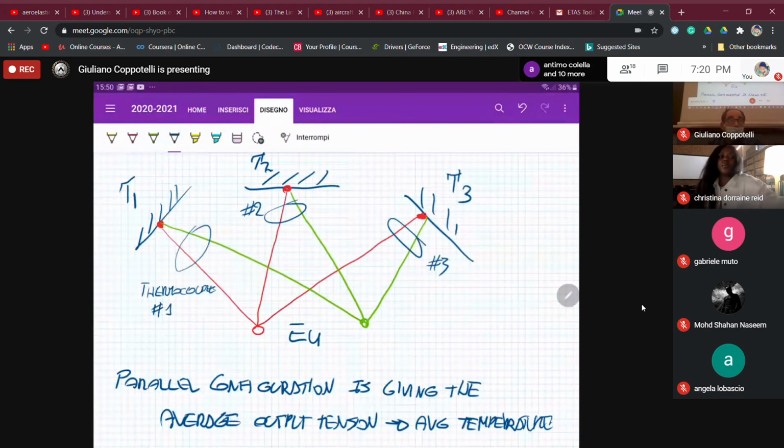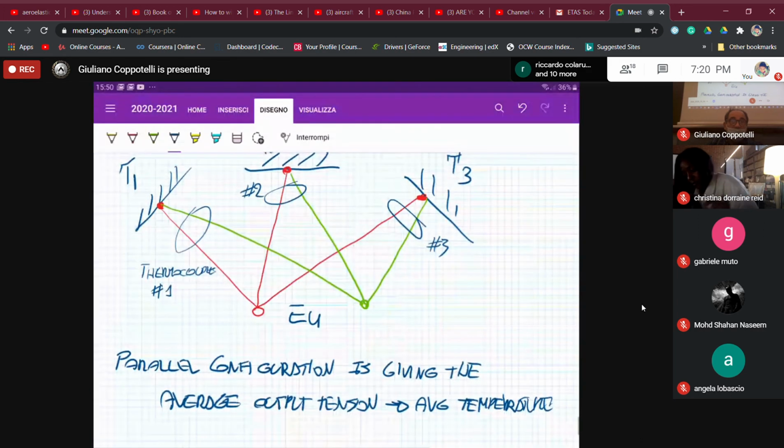So if you want to increase the sensitivity, go with the series configuration. If you want average temperature information, go to the parallel configuration. For example, this is very useful, once again, with the jet engine case, the hot temperature jet engine case, and therefore you can have information of the average radial temperature of the case.